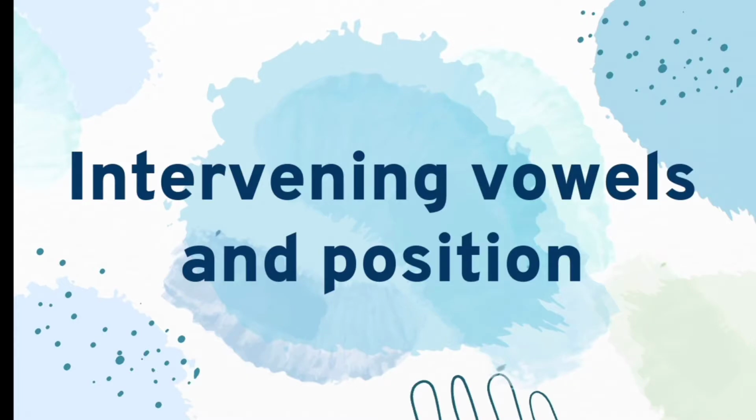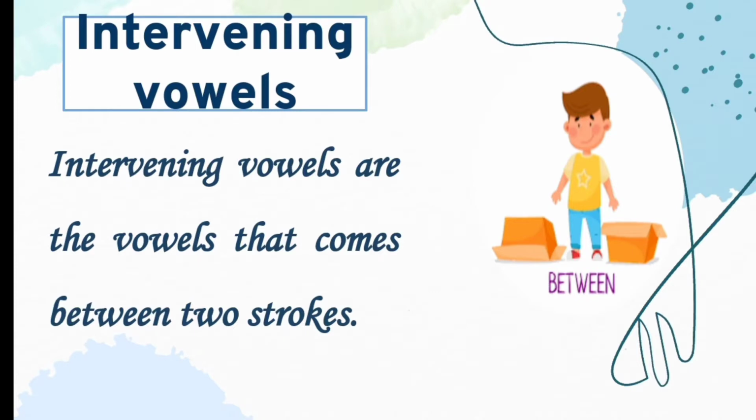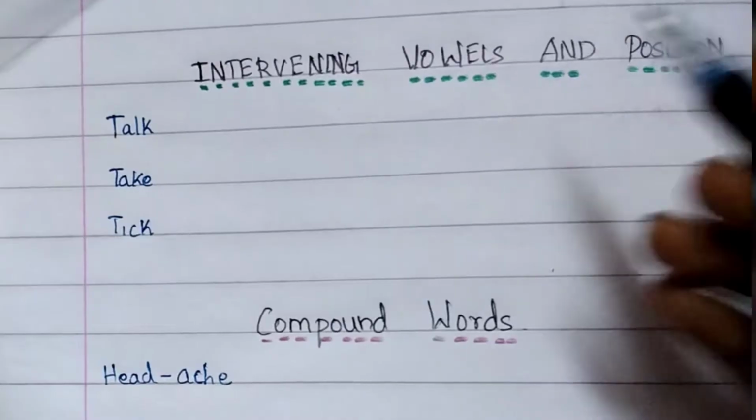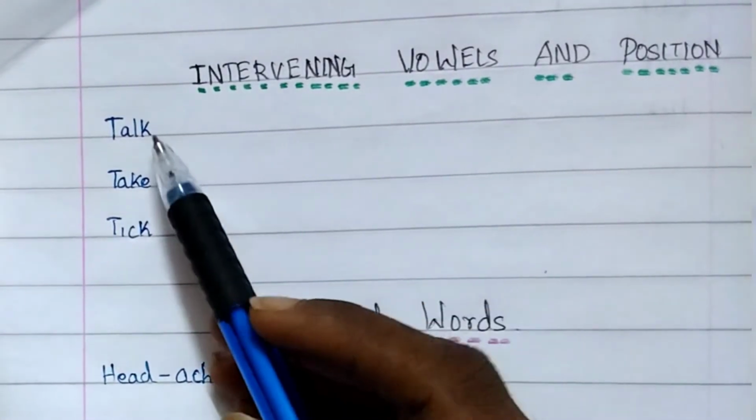Today we are going to see intervening vowels and positions. Any vowel which is occurring between two strokes in a word is called an intervening vowel. Let's see why we are learning this topic.